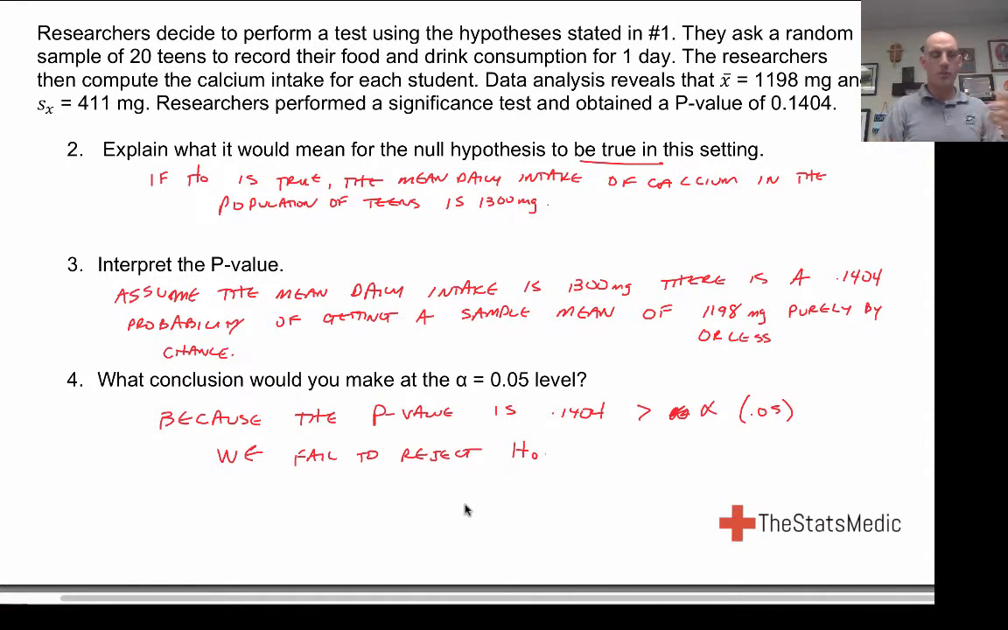Does that make sense? So the way that we say it is kind of confusing. We fail to reject H sub 0 because I'm not able to say, oh yeah, well, no, 1,300 can't possibly be it. Because what I'm saying is 14% of the time, it was 1,198 or less. Now you may think that's kind of a low number. Well, what we said is the significance level at 0.05 because it's 5%. So we fail to reject H sub 0. We don't have convincing evidence against the null.